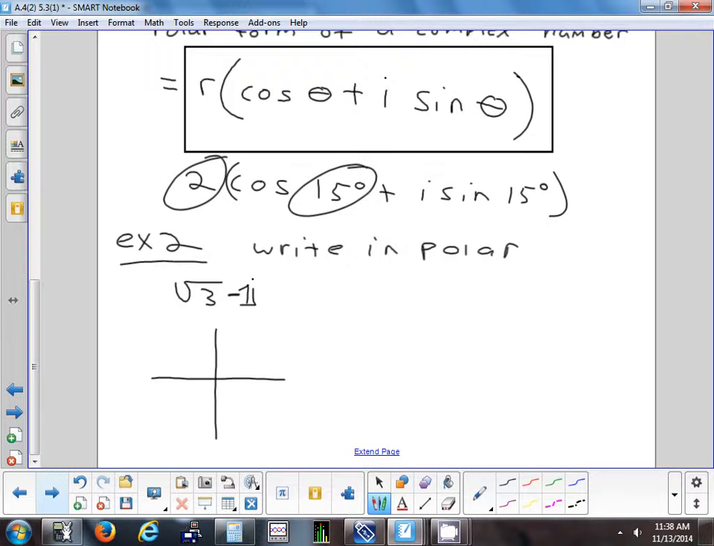First thing I've got to do is know the quadrant. Which quadrant would that be in? Positive real, negative imaginary? It would be quadrant 4. You don't have to know exactly where. Just know the real part is positive, so you go right. Imaginary is negative, so you go down. Right, down. Somewhere in quadrant 4.